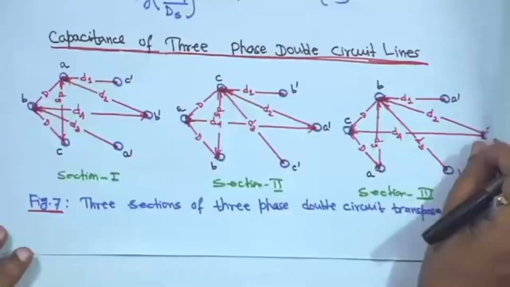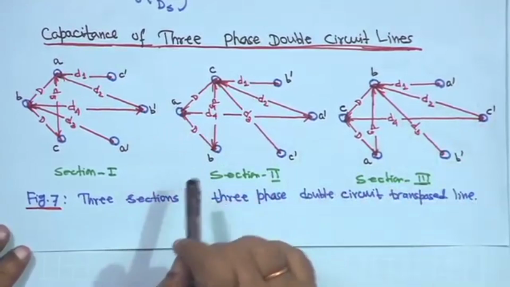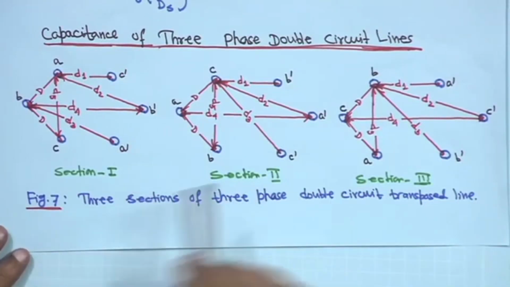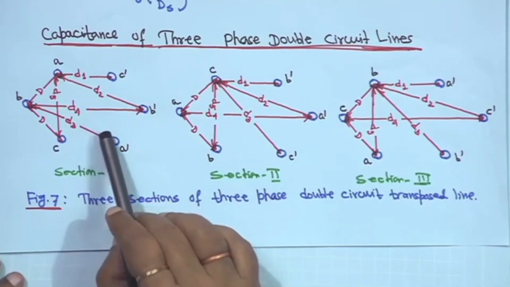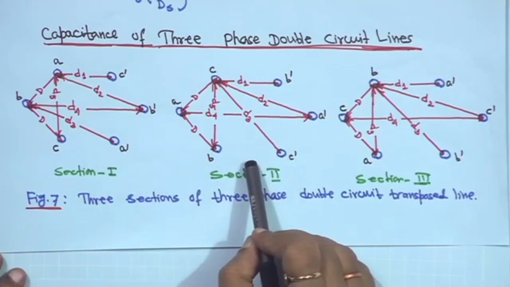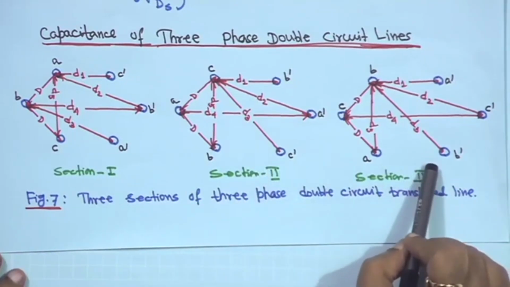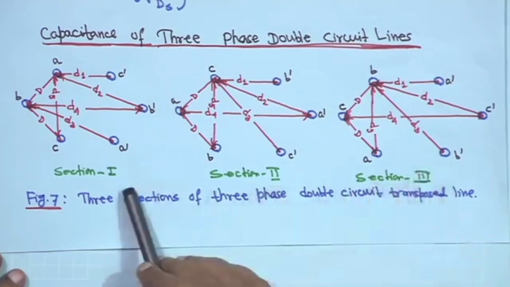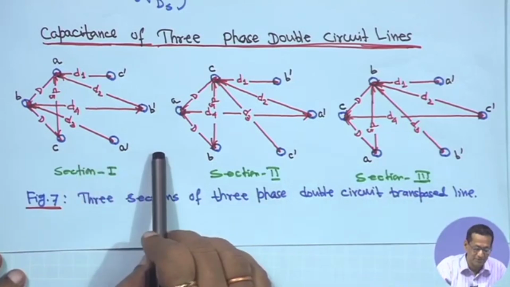Today we will start the capacitance of 3-phase double circuit lines. Earlier we have seen inductance as well as capacitance, assuming that the lines are transposed. This is the configuration for the first transposition cycle, this is the configuration for the second transposition cycle, and this is the diagram for the third transposition cycle. So, section 1, section 2 and section 3, this arrangement we have seen before.